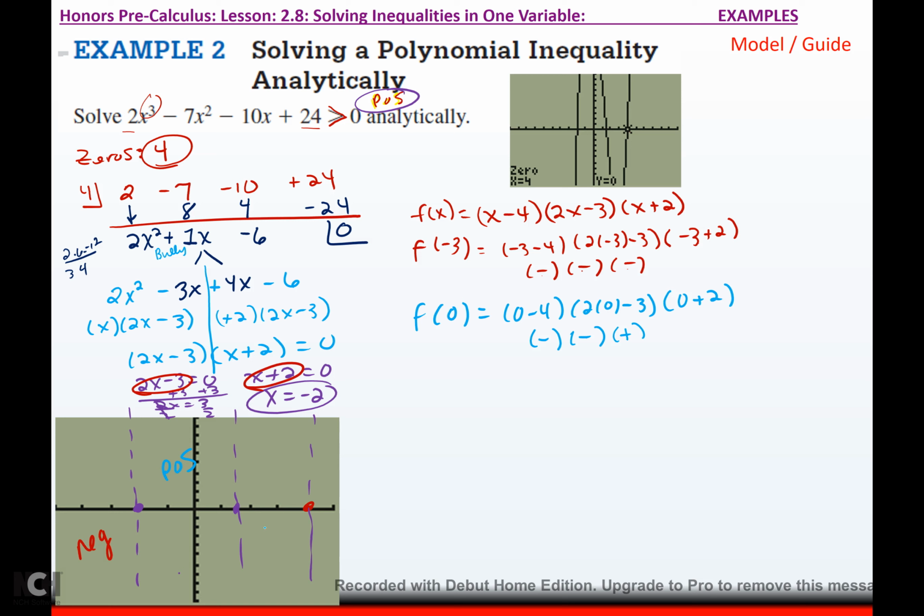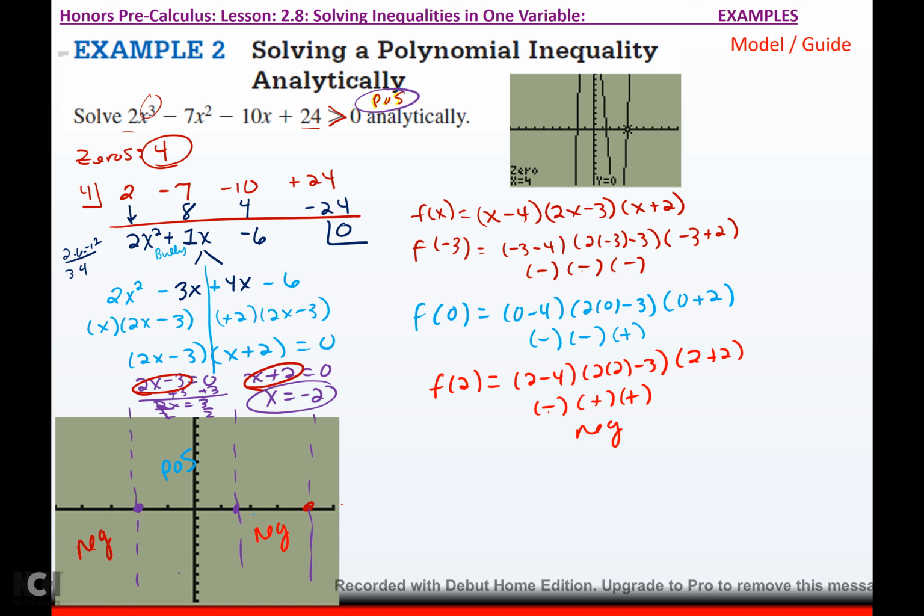Pick the next section, something in between there. I'm going to pick 2. Nice and small. So f of 2 would be 2 minus 4, 2 times 2 minus 3, 2 plus 2. This will be negative. 4 minus 3 is positive. 2 plus 4 is positive. A negative times a positive is negative. So this section is negative.